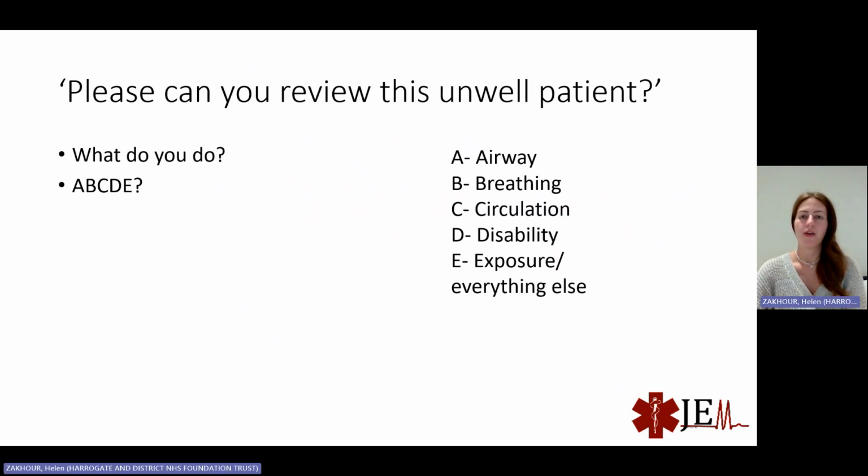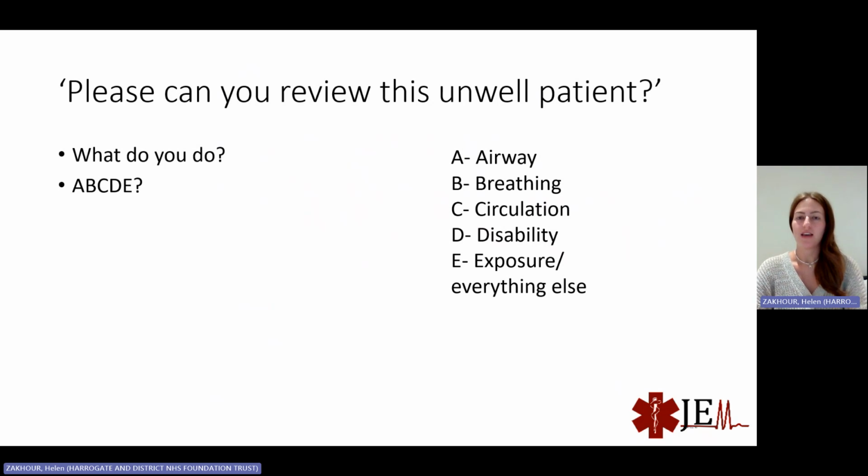Okay, so A is for airway, B is for breathing, C is for circulation, D is for disability, and E is for exposure and everything else. And it's in this order as this is the order of importance. If you lose your airway, you're going to arrest much sooner than if you have a bit of tummy pain or soreness, and that you might find on exposure.